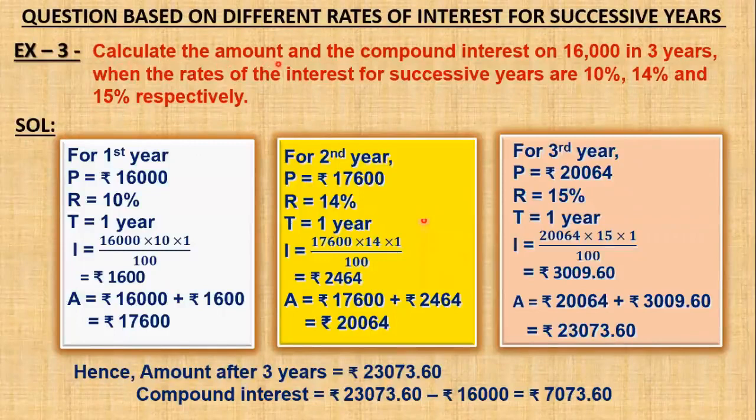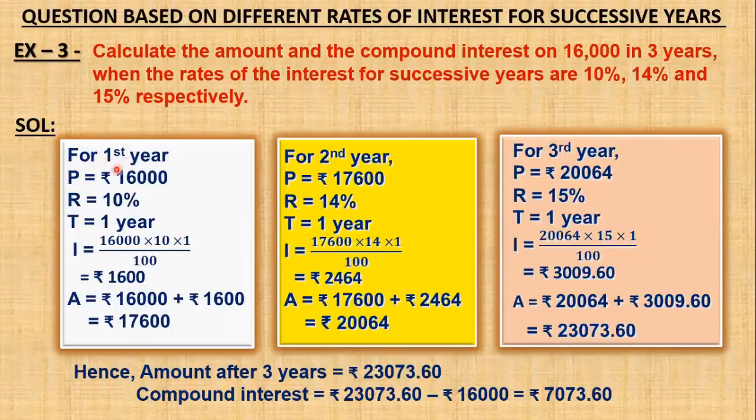Calculate the amount and the compound interest on rupees 16,000 in 3 years when the rates of interest for successive years are 10%, 14% and 15% respectively. It means for different years, for different 3 years, different rates are given. For first year 10%, for second year 14% and for third year 15%.